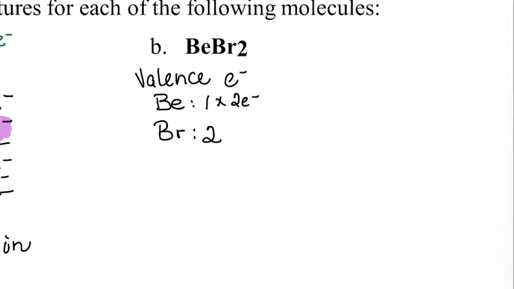What about bromine? Excellent. It's in 7A, so it's going to contribute 7 valence electrons. So we're going to multiply our valence electrons times the subscript. So beryllium is going to contribute 2 electrons to the system. In terms of bromine, it's going to contribute 14 electrons to the system. Once we get these numbers, we need to add them. Okay, so this compound has 16 electrons available for bonding.